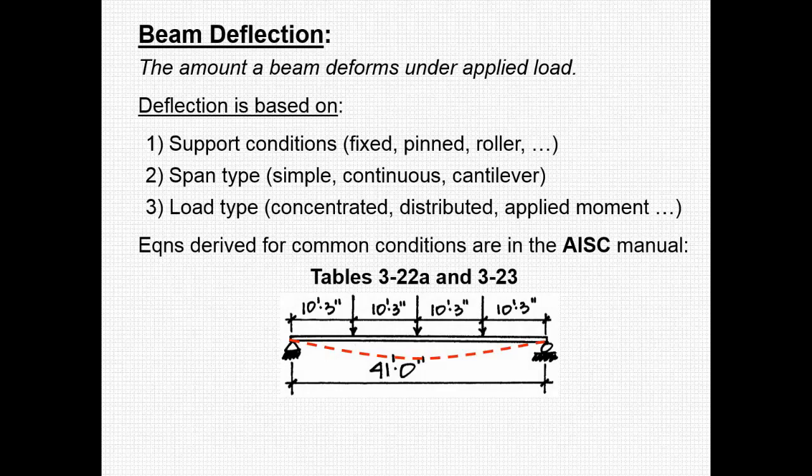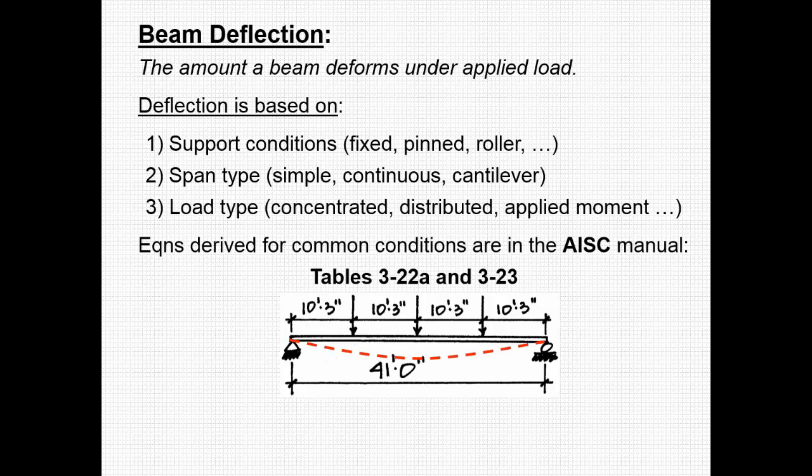Our last topic of this statics and strengths review will be the topic of beam deflection. This is the amount a beam deforms under an applied load. Deflection is primarily based off of three things. 1. The support conditions, whether it's a fixed, pinned, or roller end. 2. The span type, whether it's simple, continuous, or cantilevered. And 3. The load type, whether it's concentrated, distributed, or an applied moment.